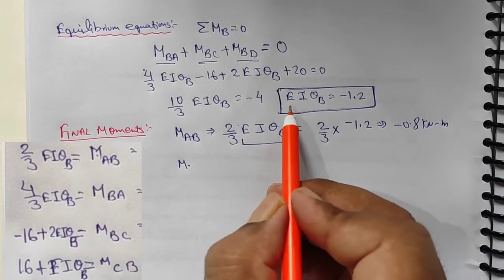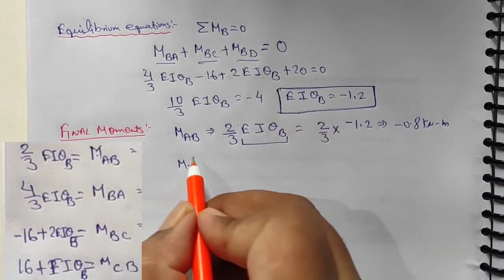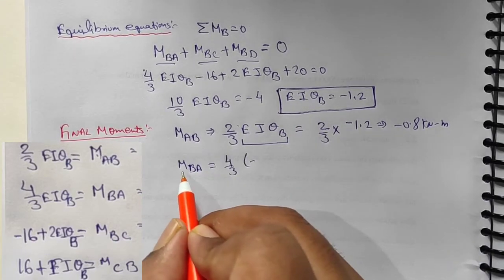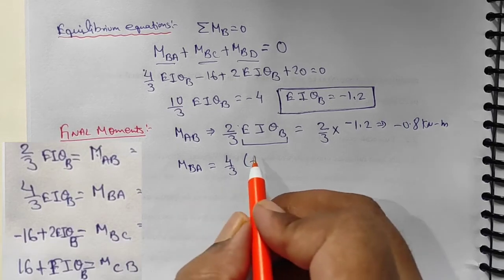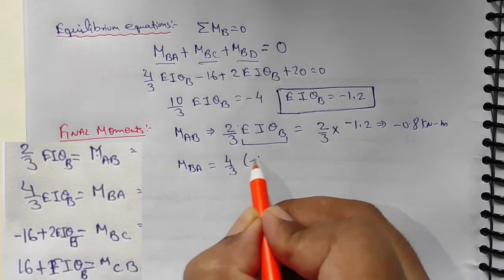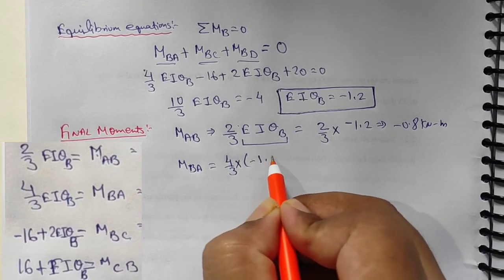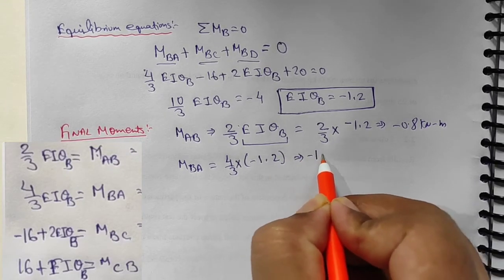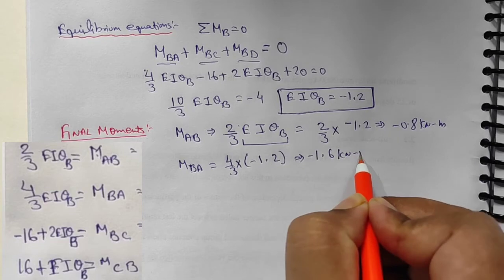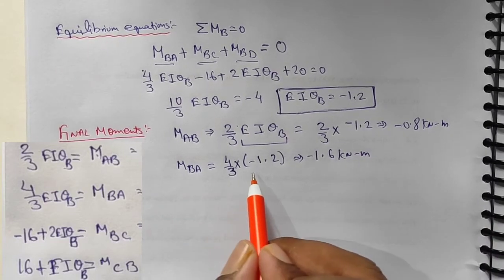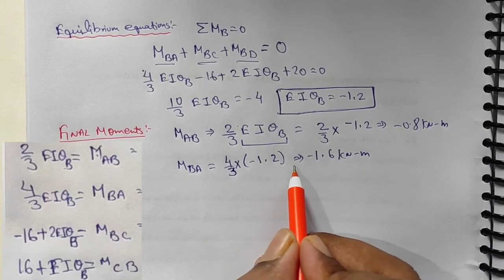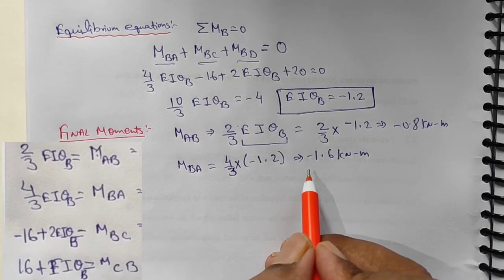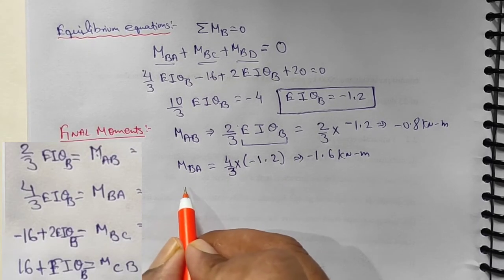Similarly, I will put the value of EI theta B in all the slope deflection equations. Now putting the value in the MBA equation, that is 4 by 3 multiplied by negative 0.125, we will directly get negative 1.6 kilonewton meter. I am directly putting the values into the equations, as you can see on the side of the screen, the actual equations of MBA and MAB.